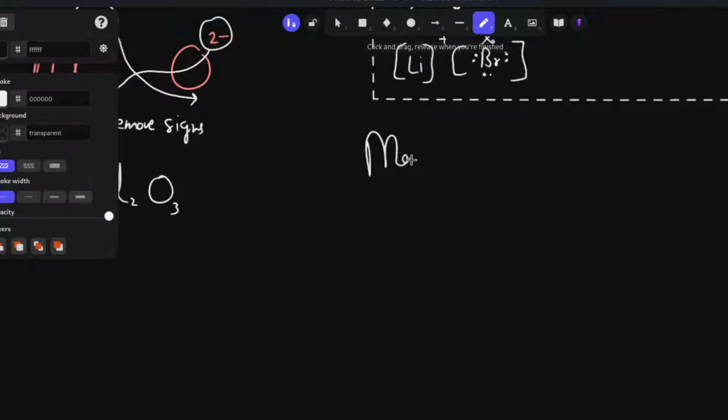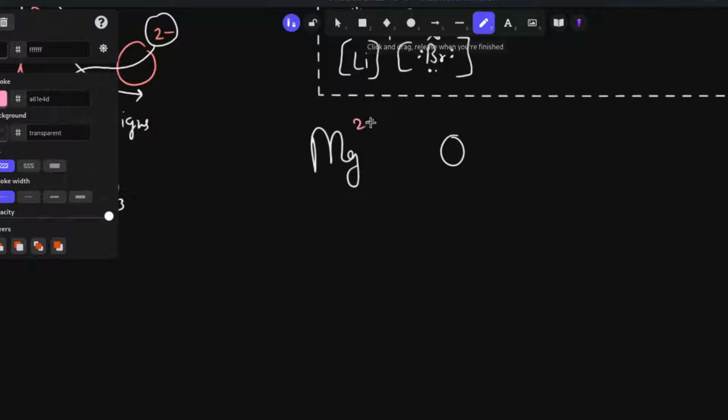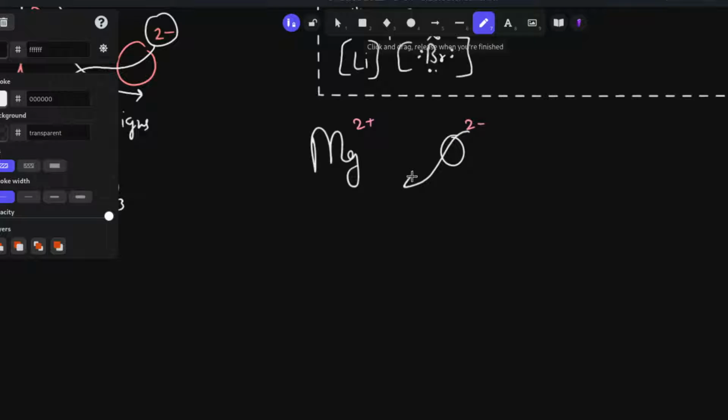Form an equation, form a molecular structure of magnesium with oxygen. What would it be? Well, I know that magnesium has a 2 plus charge because it is of group 2, and oxygen has a 2 negative charge because it is of group 6. So it will need 2 electrons to fulfill its shell. This will go right there. Let's make a better arrow. This will go right there, and this will go right there. We will get Mg2O2.